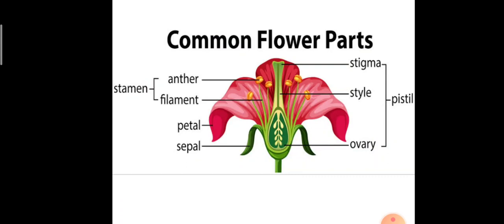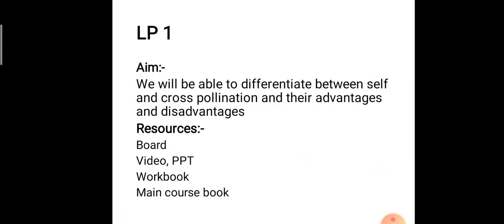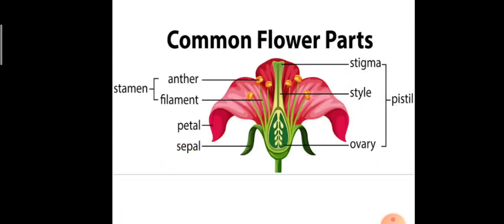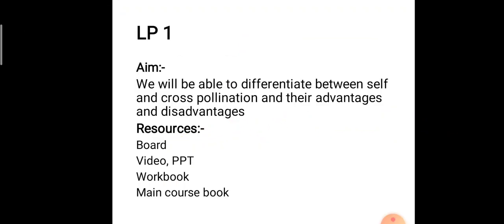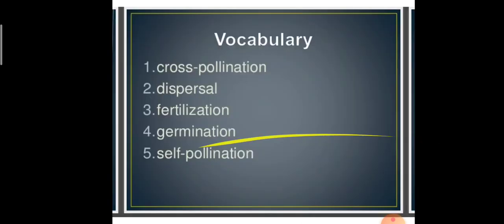The female reproductive part of the flower is known as pistil. It consists of mainly three parts: stigma, style and ovary. Now these were the main common parts of the flower. Now let's move towards the main topic. We are going to start with what pollination is, the types of pollination, meaning self and cross pollination, and their advantages and disadvantages. So let's start.